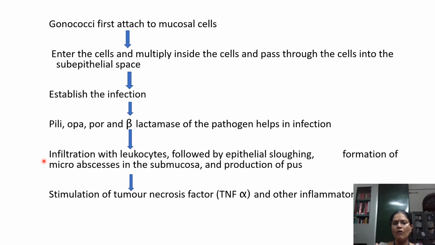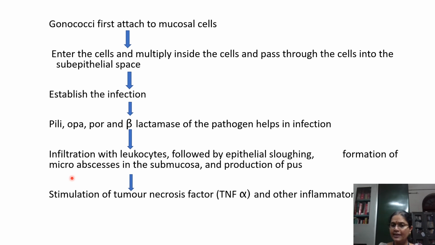And because of all this, there will be epithelial sloughing. Sloughing means the layer where the gonococci are present comes out. Because of the action of leukocytes, that whole epithelial layer will start getting destroyed and it will start coming out. And because of this epithelial sloughing, there will be small wounds caused inside that mucosal layer, and these wounds are called micro abscesses.